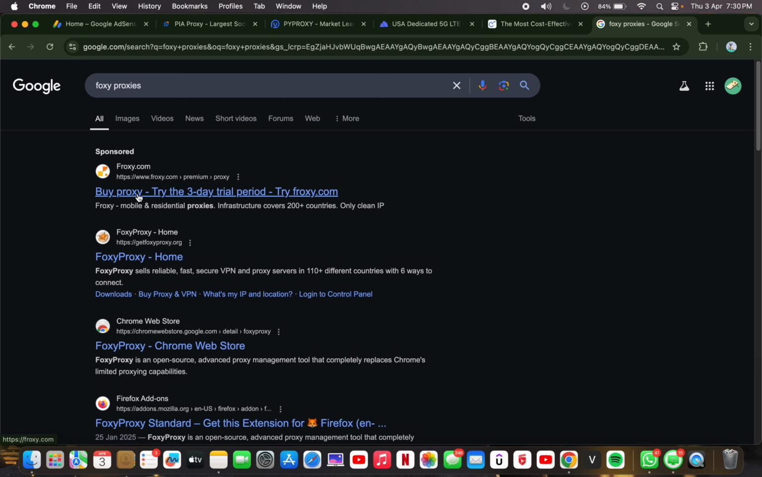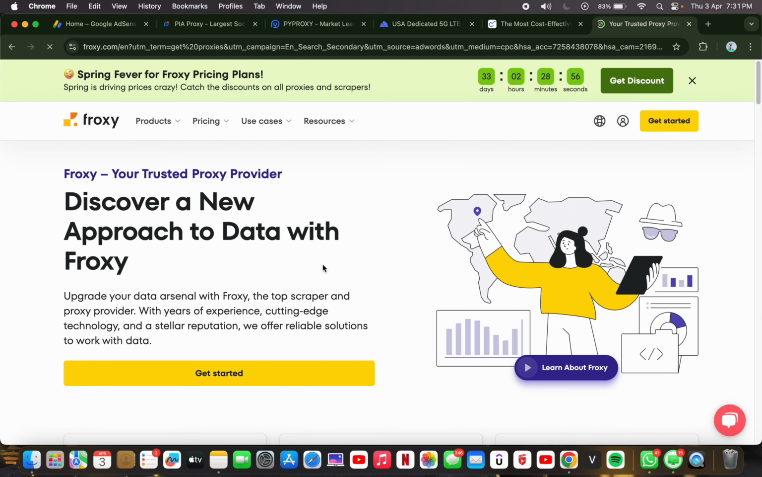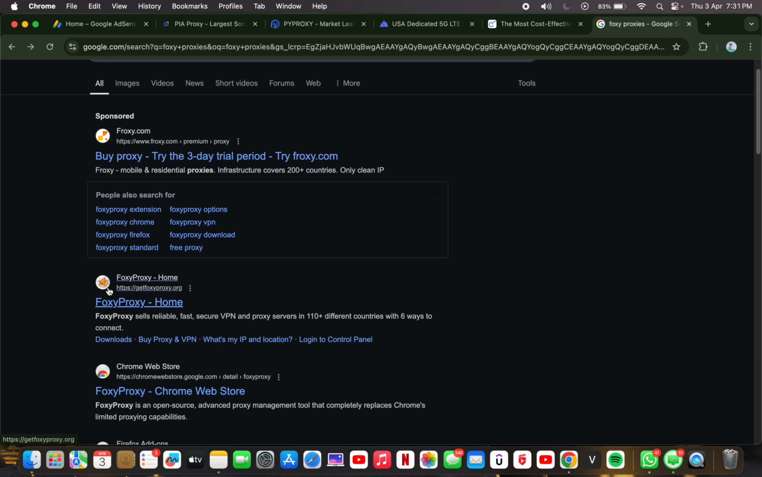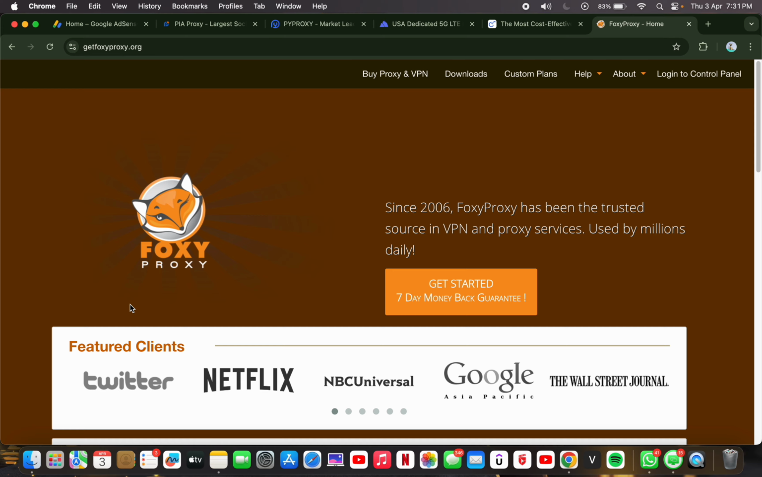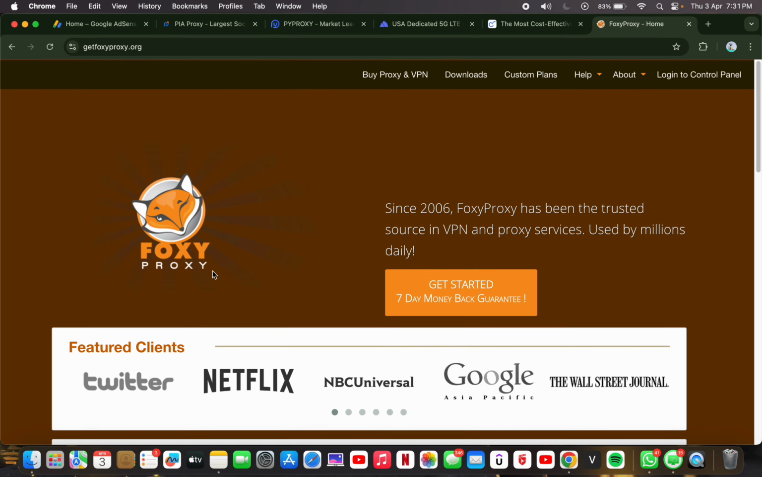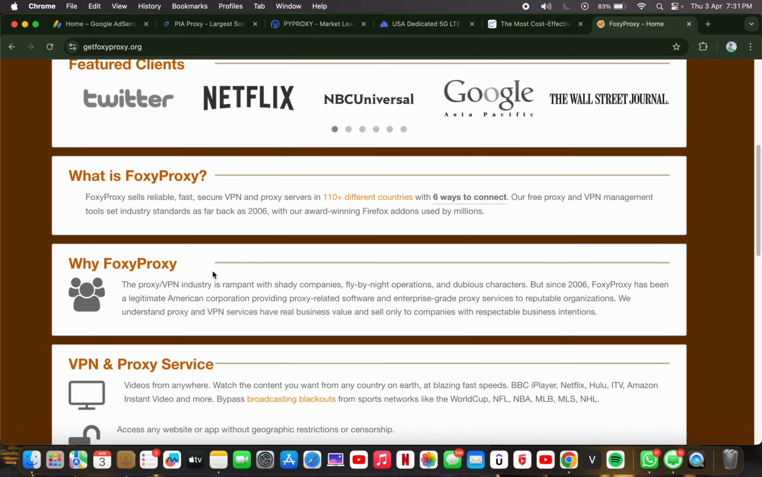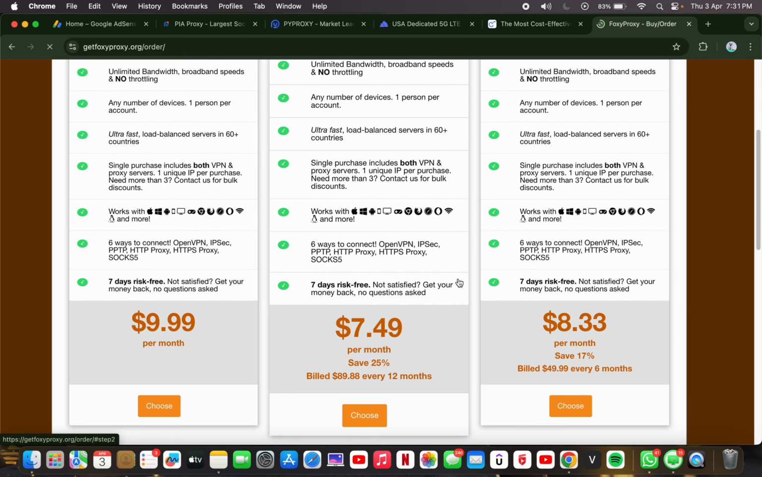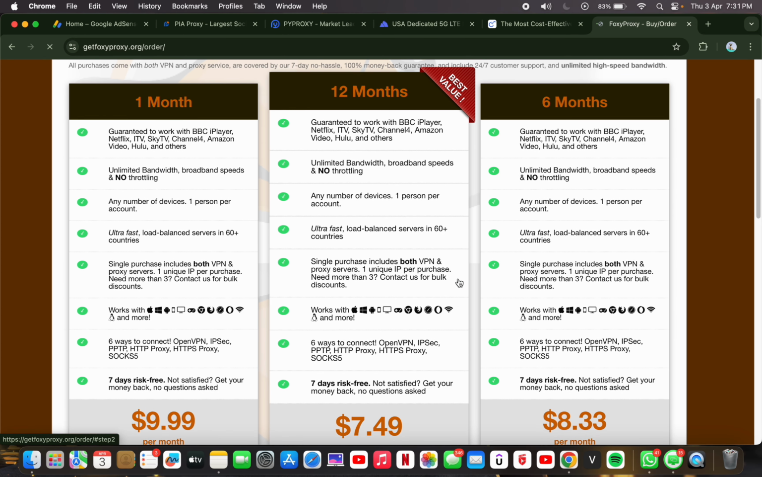So I think it's this. Sorry, I don't think this is it. This is it here, you can see the one here. This is the Foxy proxy I'm talking about. This is the proxy I am speaking of. You can just come here and get started. You can see the plans that they have over here.